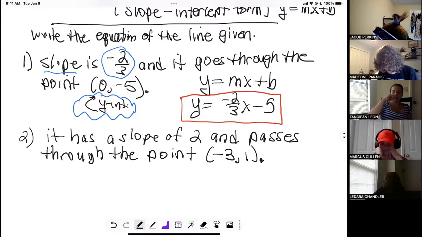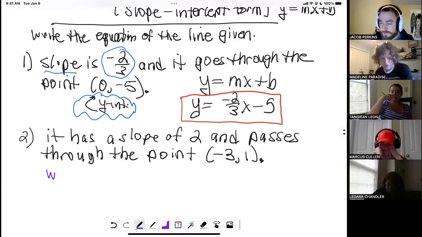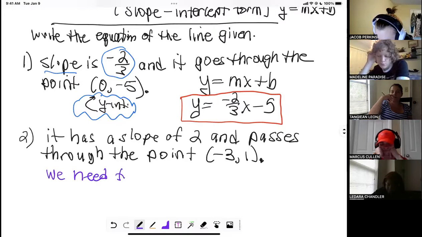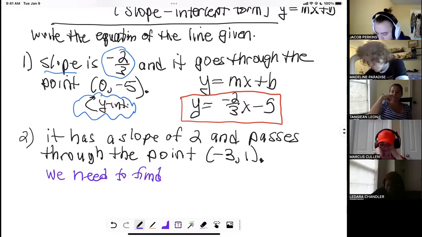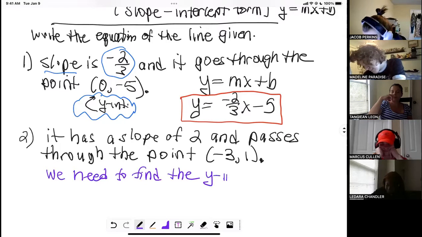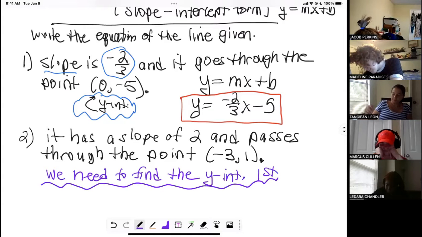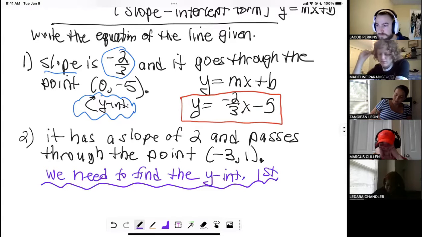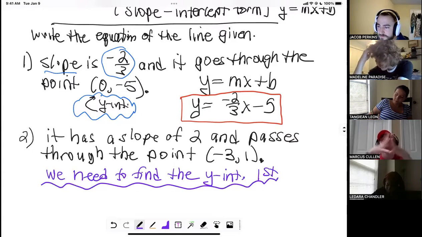It looks like number 1, but the difference is the point they gave us, -3, 1, is not the y-intercept. So what is the y-intercept? Well, that is the question. We need to find the y-intercept first. We can't write the line without the y-intercept. We know the slope, we need the y-intercept. So the information given to you, there's a slope and there's a point, is plenty to find the y-intercept.